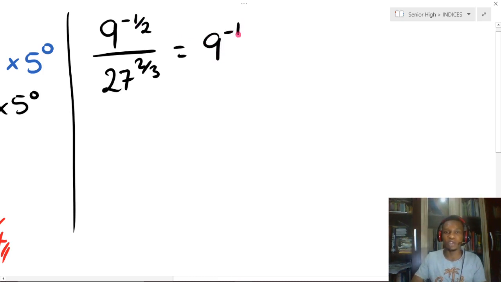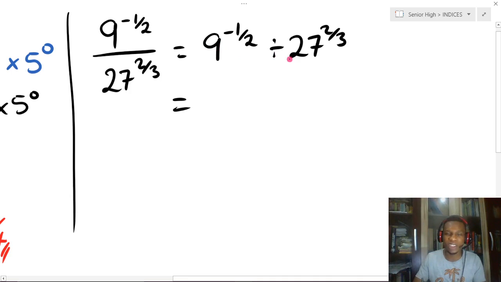9 raised to the power of minus 1 over 2, you can say it is dividing 27 raised to the power of 2 over 3. I want to just use this so that you can see what's happening here. Now notice something before I start bringing them out anyhow. Let me just show you something that's happening here.